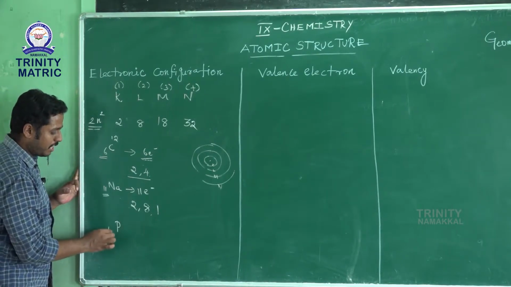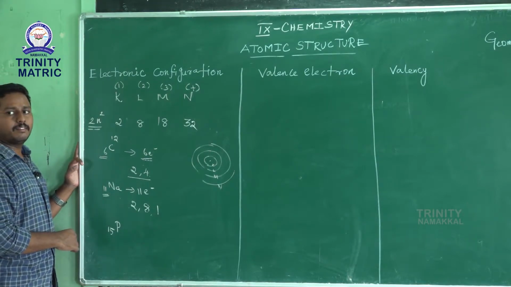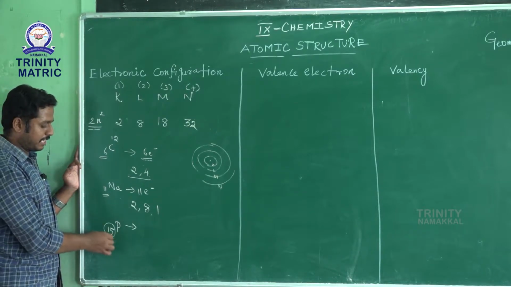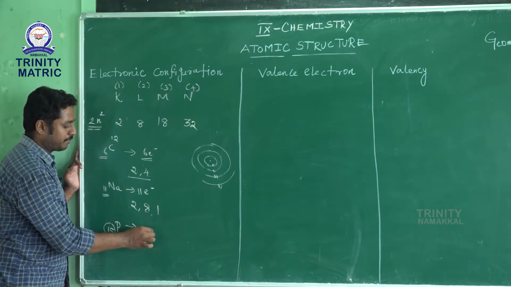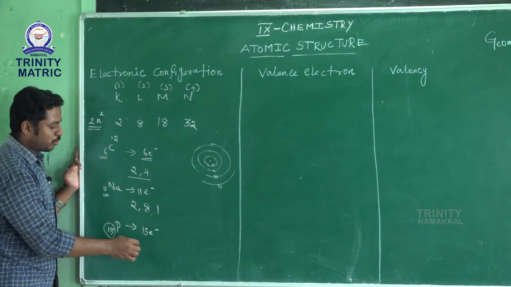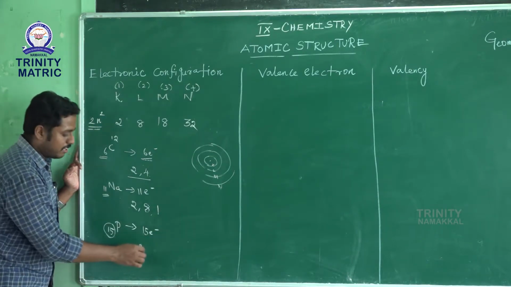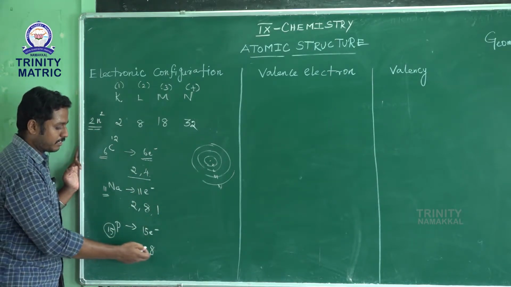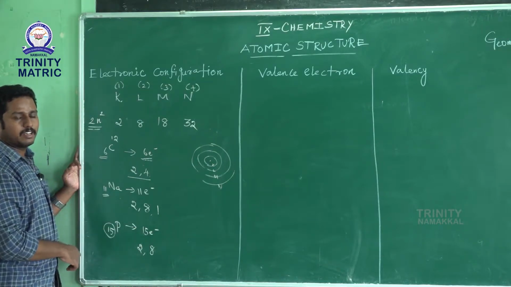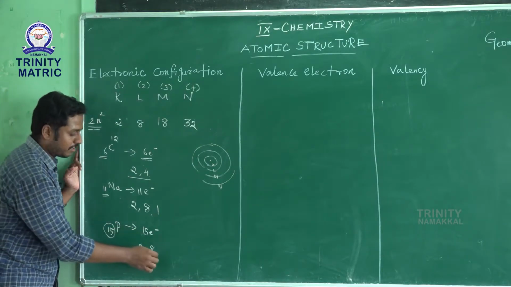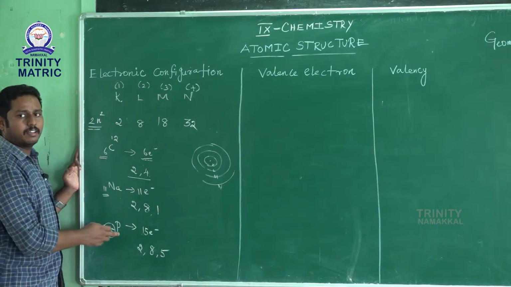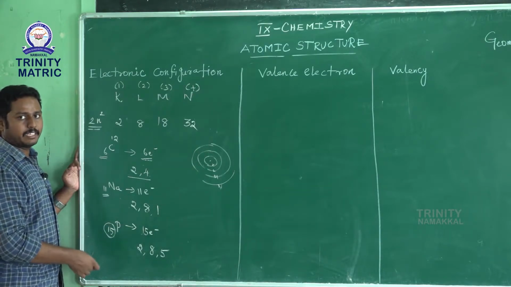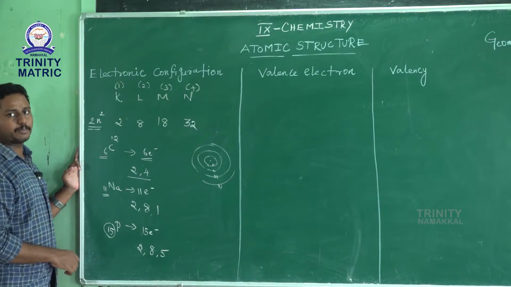Phosphorus, atomic number 15. Totally it has 15 electrons. The first 2 electrons enter into the K shell, the next 8 electrons enter into the L shell. Totally 10 electrons are completed. Remaining I have 5 electrons. Those 5 electrons enter into the third shell, which means the M shell. So 2, 8, 5 is the electronic configuration for phosphorus.